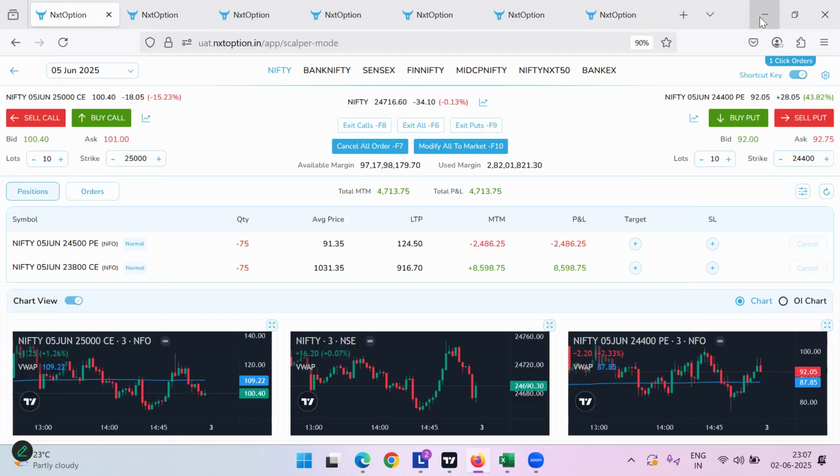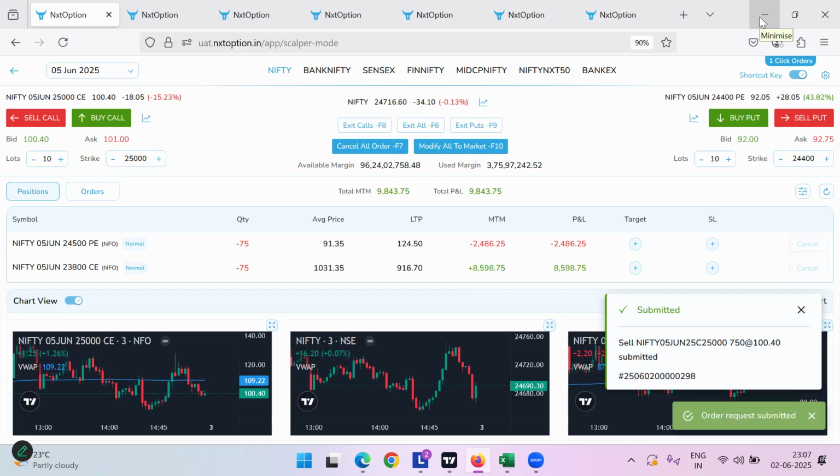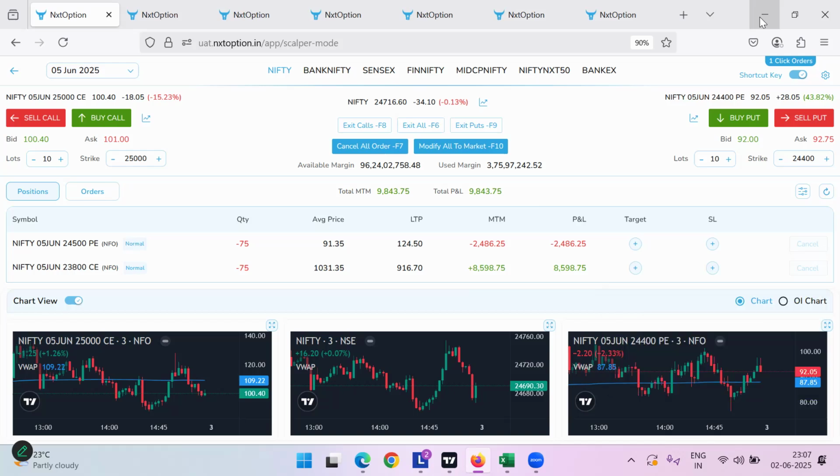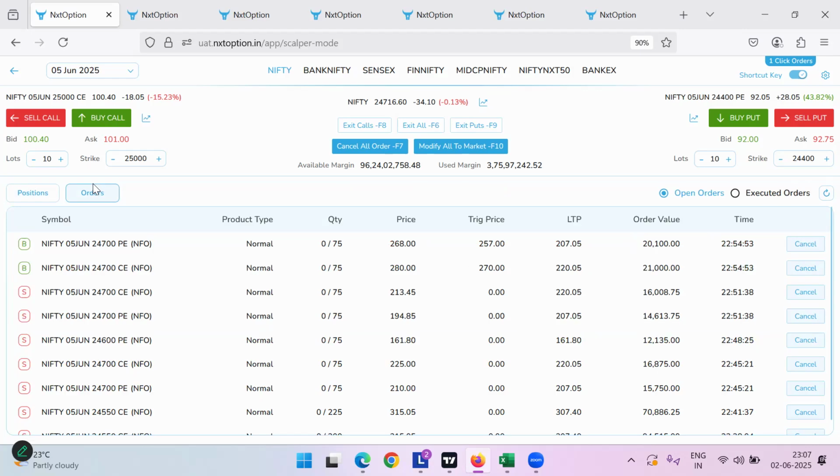So I go here, click on the left arrow. You can see that 750 quantity of call option got sold there. And that will be visible if you click on this tab, orders.